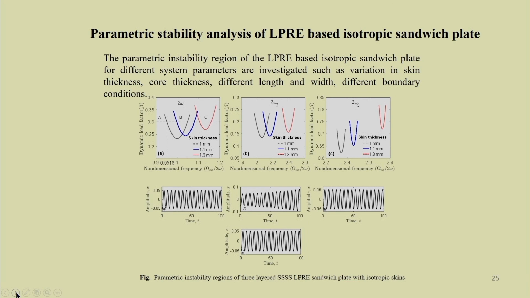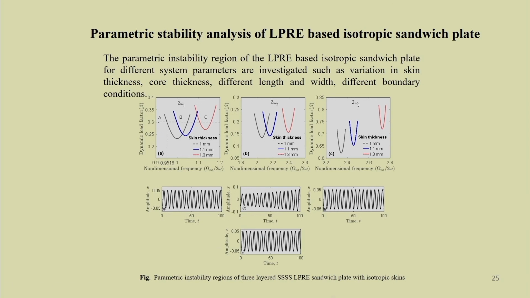Here the instability region is plotted for 3 values of skin thickness, for example, skin thickness of 1 millimeter, 1.1 millimeter and 1.3 millimeter. You can see it for different skin thickness. Now, as the skin thickness changes, the stiffness parameter of the skin will change. So, this gives rise to a higher value of the core. So, the natural frequency is shifted to the right, that is why this instability region also moves towards the right.